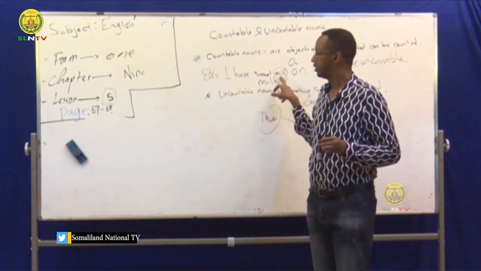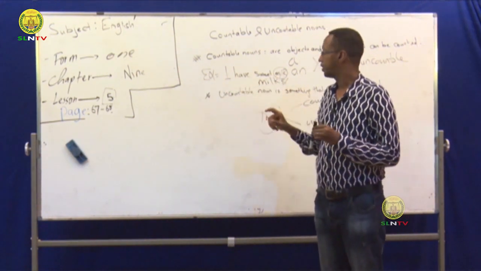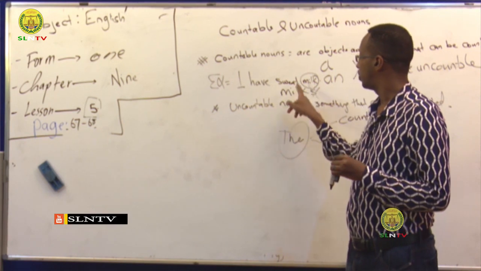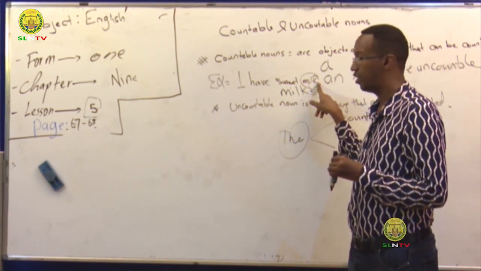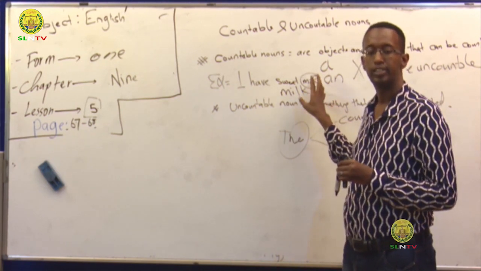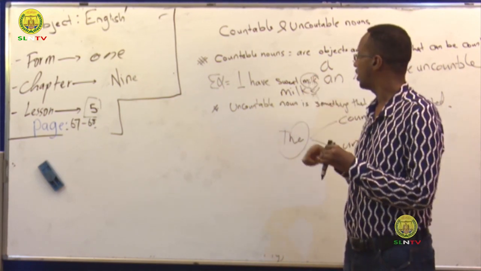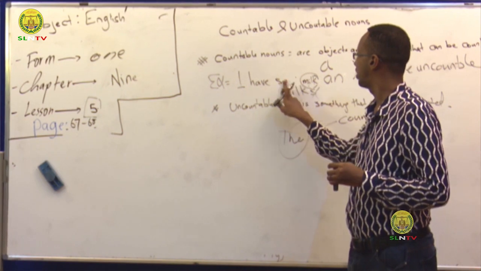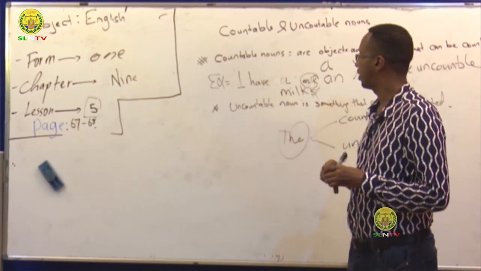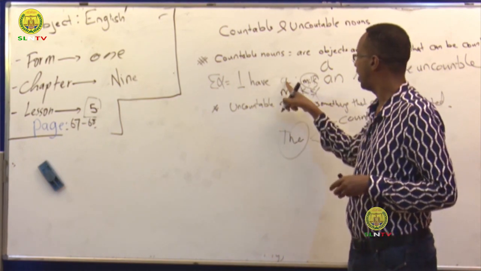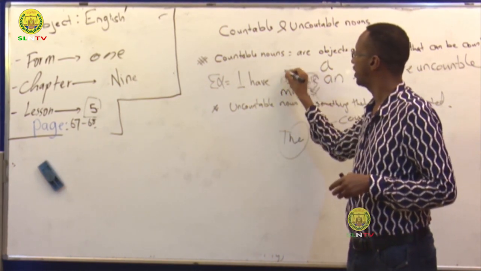So milk here is uncountable. So you cannot put s after milk because it's uncountable. Also, you cannot say I have a milk. You cannot also say I have a milk because it refers back.